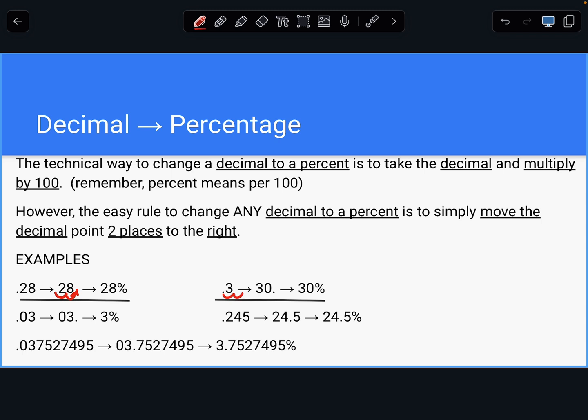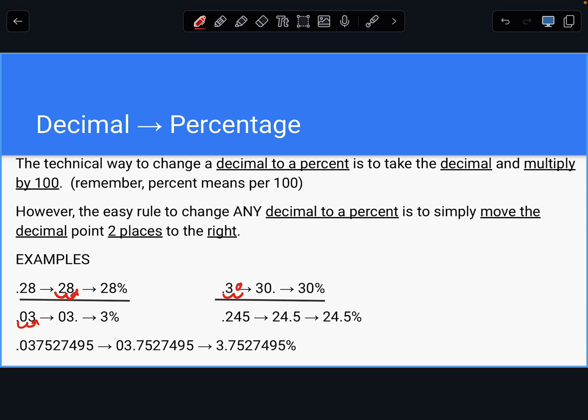0.3, we move the decimal twice. There's a blank space. Whenever there's a blank space, we add a 0. So 0.3 becomes 30%. Now, be careful. These are two very similar situations. We have 0.3 and we have 0.03. When you move the decimal 2 places in 0.03, it becomes 3%. So just be careful about zeros when you're dealing with moving things.